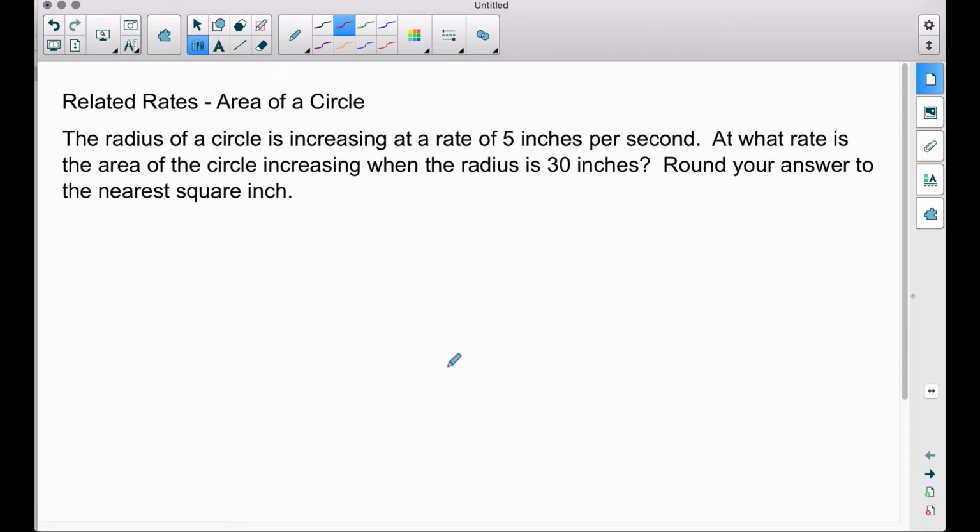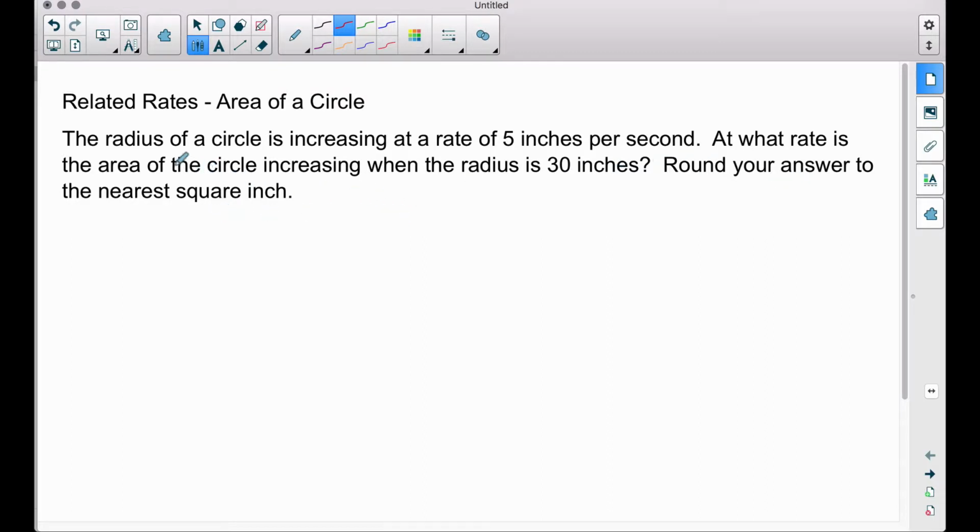Alright, in this video, we're going to look at an example of related rates that deals with the area of a circle. A common problem that I see in calculus textbooks deals with a water puddle. You're pouring some water out and it spreads out as a circle onto some surface. The radius of a circle is increasing at a rate of 5 inches per second. At what rate is the area of the circle increasing when the radius is 30 inches? Round your answer to the nearest square inch.